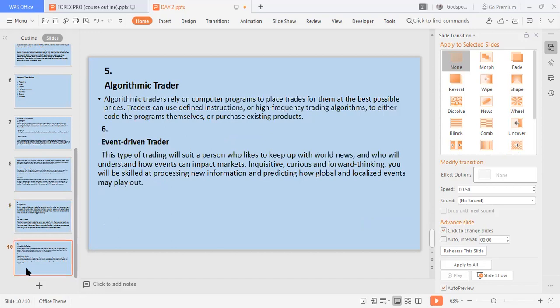Another one is algorithmic traders. These are traders that design software to trade. Examples of algorithmic traders are people that trade with robots. Are you with me? Let me quickly talk about event-driven traders before that. Event-driven traders are traders that keep up with world news. They're always onto the news. They watch the news, they see what is happening, and guess what? It favors them.